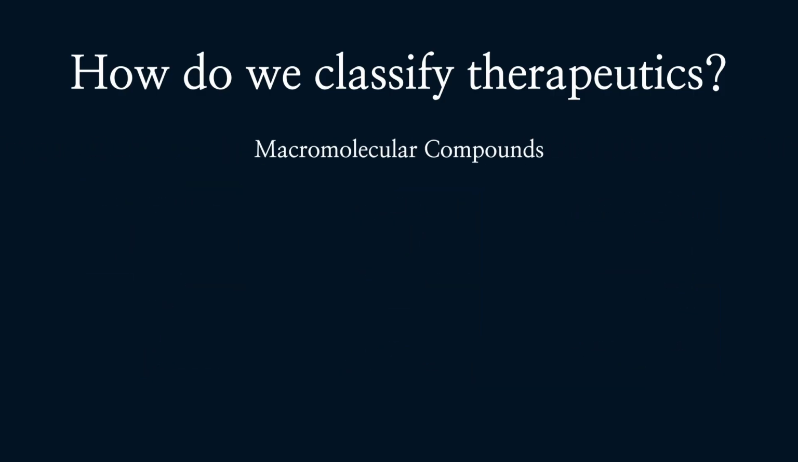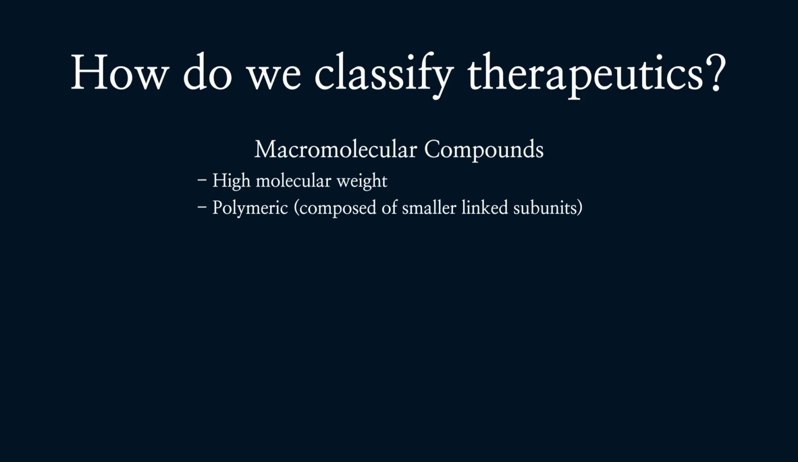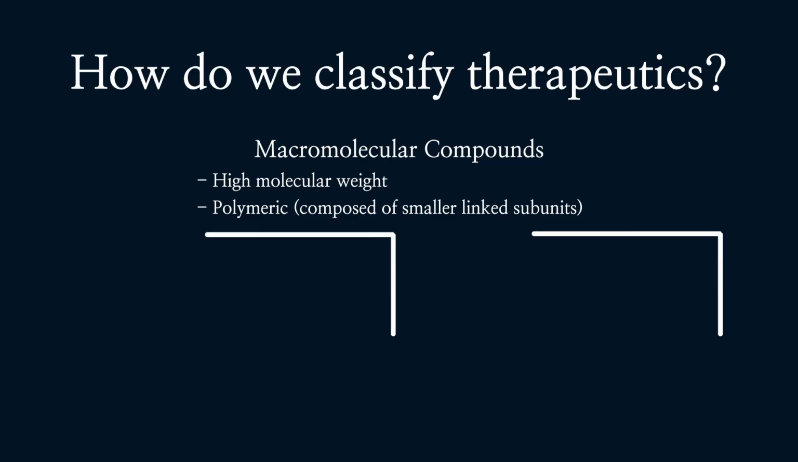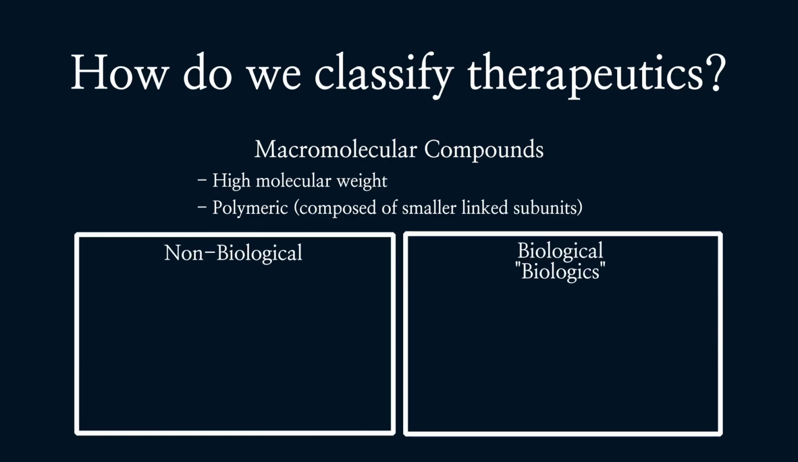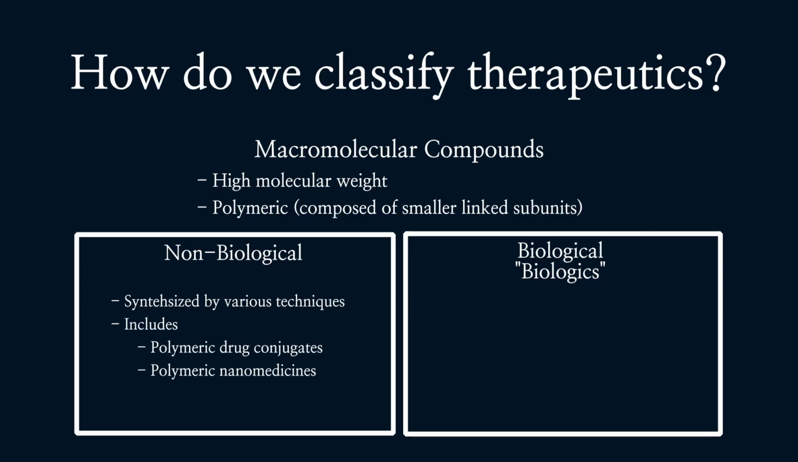Conversely, macromolecular compounds are more complex and have higher molecular weight. Macromolecules are often polymeric, which means they are a larger compound composed of smaller linked subunits. Macromolecules are broader in classification and can be broken down even further into subclassifications called non-biological and biological, often referred to as biologics. Non-biological macromolecules are synthesized by various techniques, including chemical synthesis or nanotechnology, and include things like polymeric drug conjugates and polymeric nanomedicines.